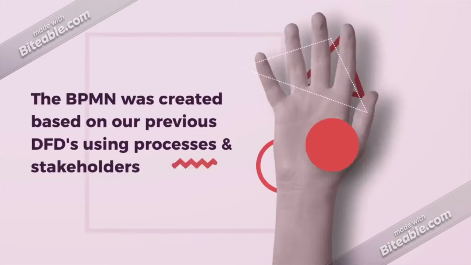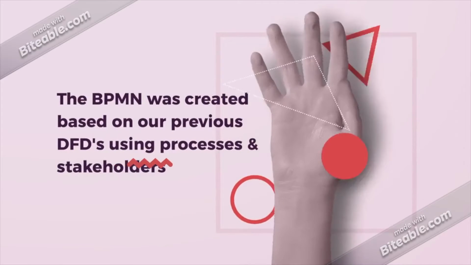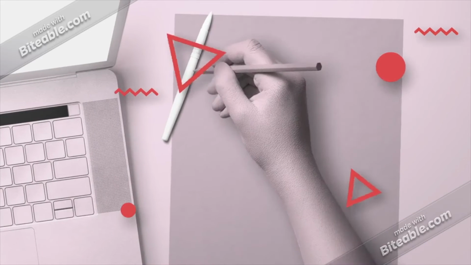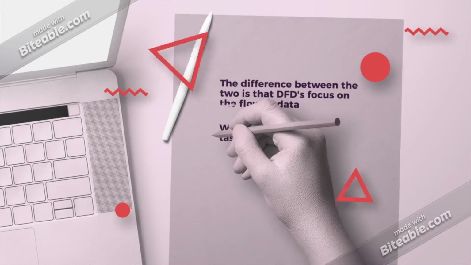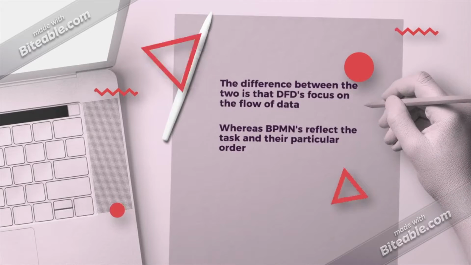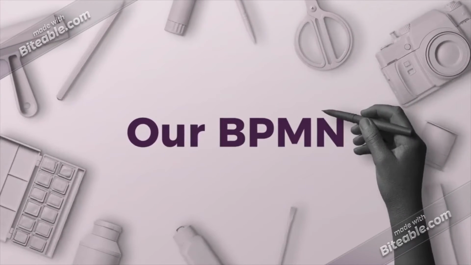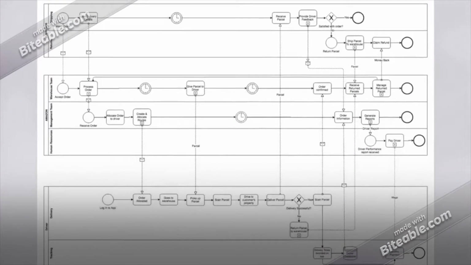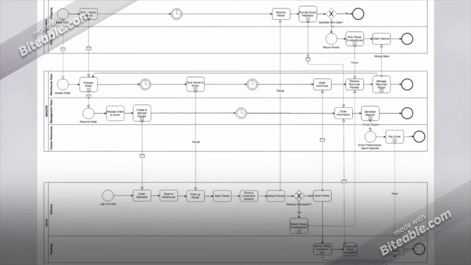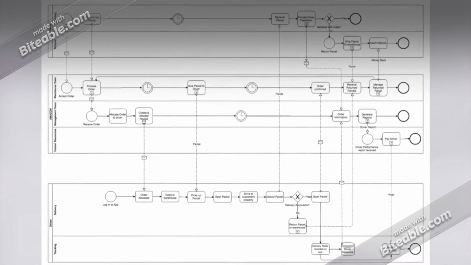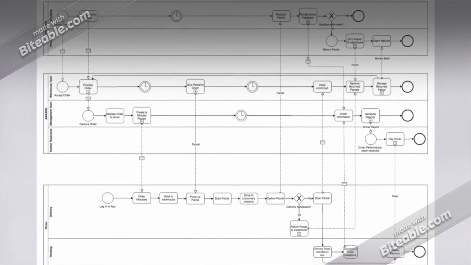The BPMN was created based on DFDs using processes and stakeholders to map it out. The difference between DFDs and BPMN is that DFDs emphasize the flow of data, whereas the BPMN reflects the tasks in their particular order. The BPMN here shows a detailed view of a system with customer, driver, and Amazon delivery listed as 3 separate pools. Using message flows, you can map out how each one interacts with each other. It also shows the start and end point for each pool, reflecting the task and sequence.